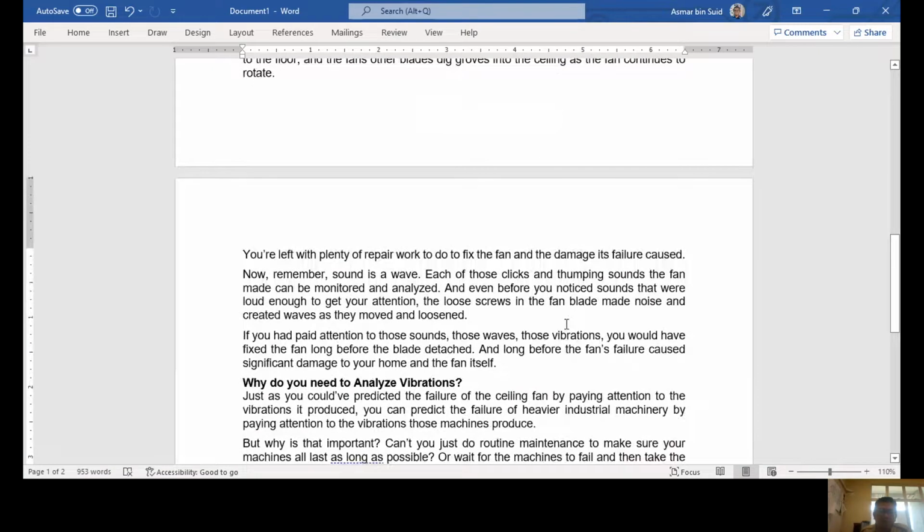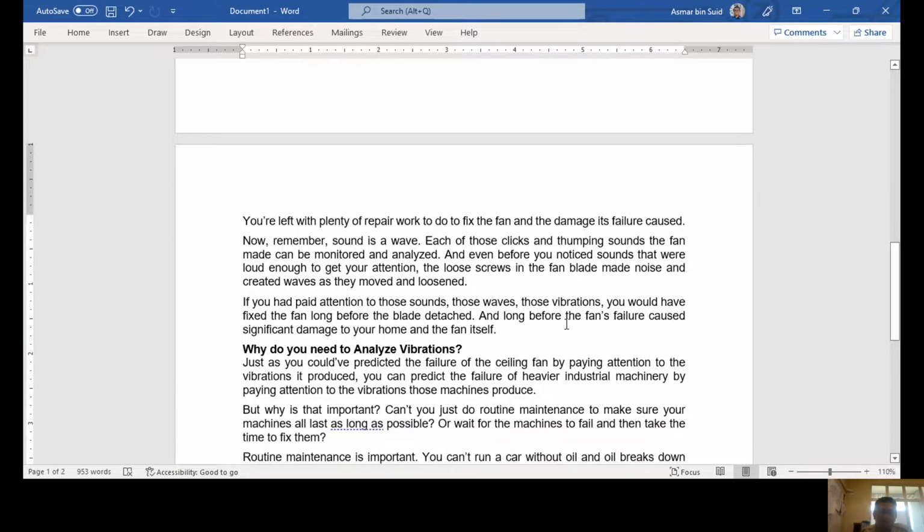You are left with plenty of repair work to do to fix the fan and the damage its failure caused. Now remember, sound is a wave. Each of those clicks and thumping sounds from the fan just now can be monitored and analyzed.